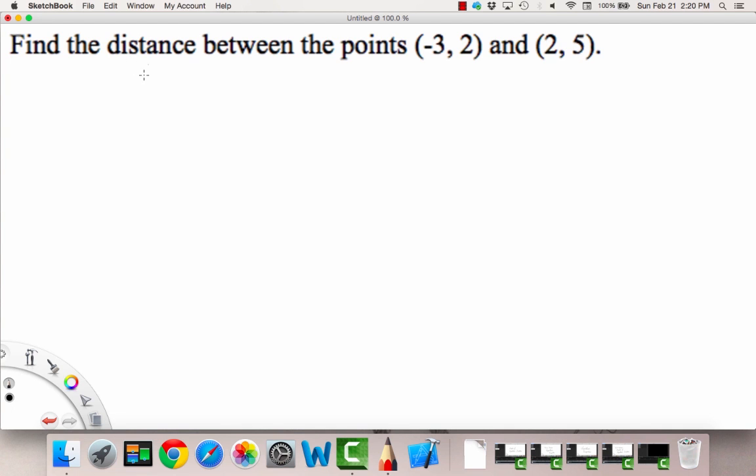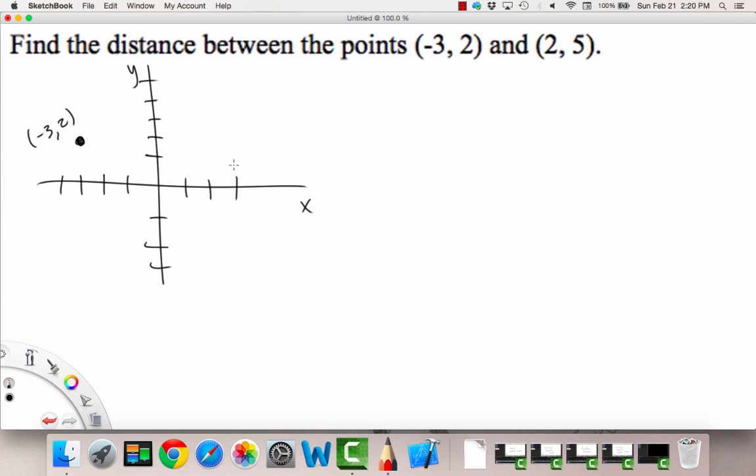Let's graph these two points, with normal graphing of coordinate points here. Let's graph (-3, 2) over here, and then we have (2, 5), all the way up here. If we want to find the distance between these two points, let me draw a line from one to the other, because that would represent the distance. The length of this line is the distance. I'll call it D for distance.